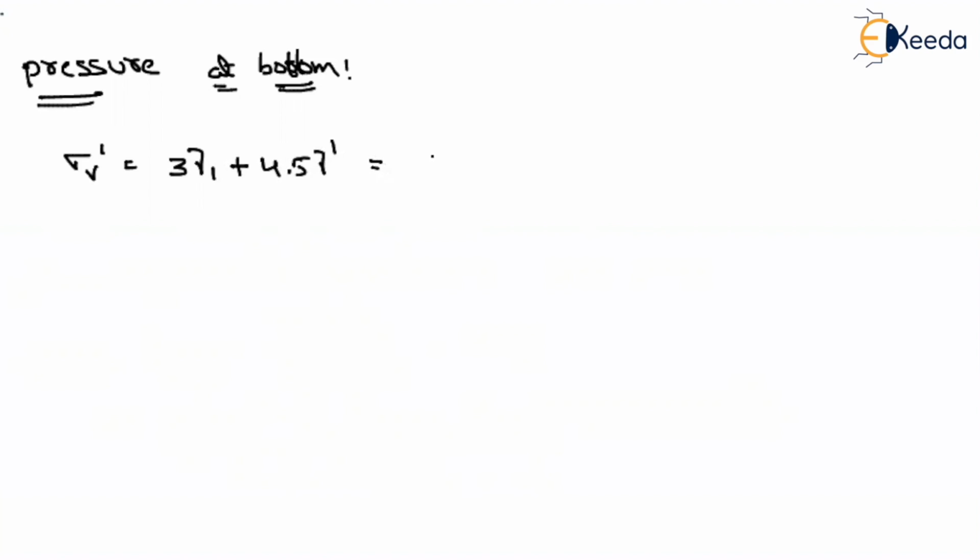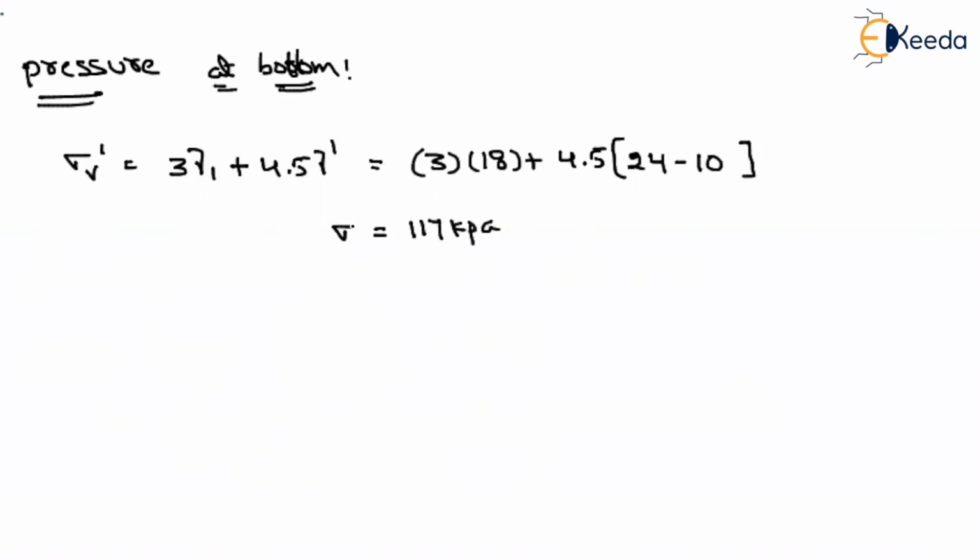That will be equal to 3 into, in the first 3 meters, what is the weight density? 18, plus 4.5 into, what is the submerged unit weight? That will be gamma saturation minus gamma W. What is the gamma saturation given? 24. What is the gamma W? Let us consider, for simplifying purposes, it as 10. So if you solve this, you will get 117 kilopascal. So this is the vertical stress at the bottom.